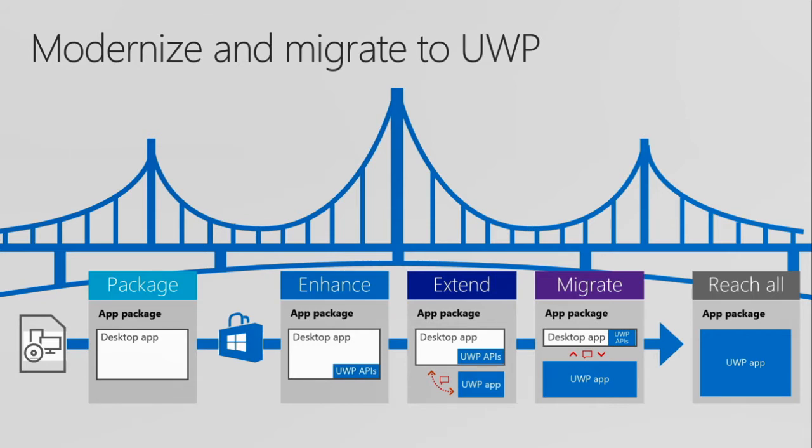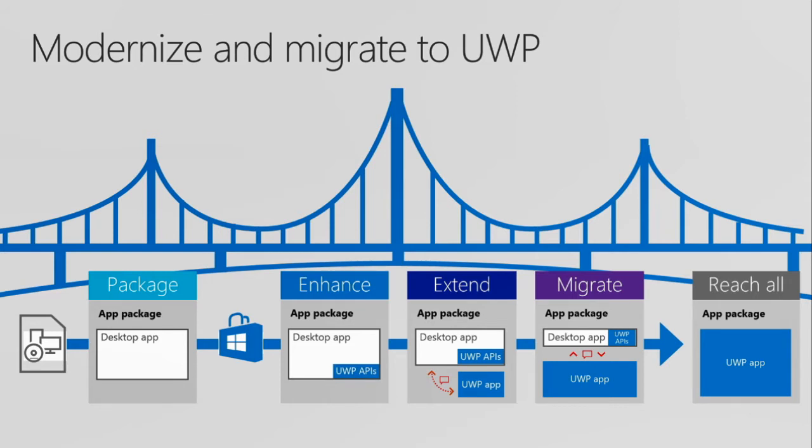In the first step, we package your app as an APPX, and you can do it directly from Visual Studio, or there are plenty of tools that we are going to demo in this session. Then you can enhance your app once you package it as an APPX and add Windows 10 APIs, such as notifications, live tiles. Then you can extend it even more by adding a UWP component and adding a background task or app services to keep your users more engaged with your app.